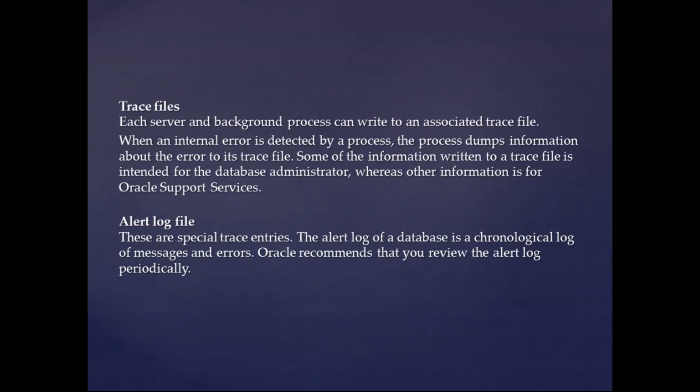Trace files and the alert log file are files used for troubleshooting purposes. Trace files are created for each background process. If any background process like database writer, log writer, server process, or user process fails, that failed process creates a trace file. The alert log file is the major file for your errors, warnings, messages, and major structural changes.